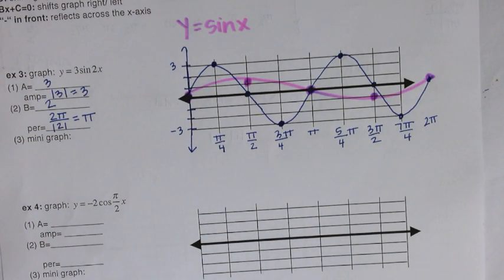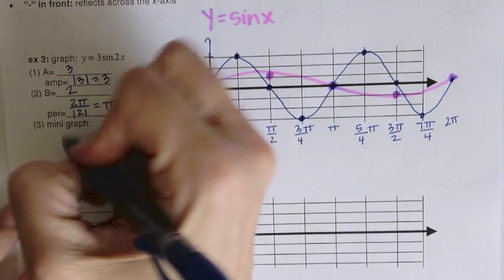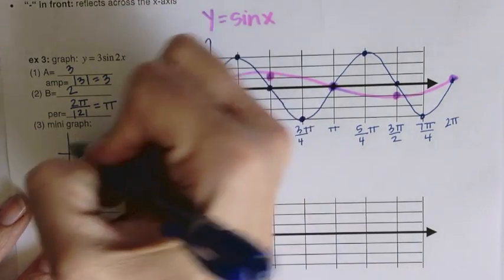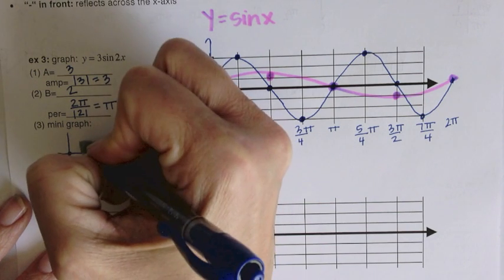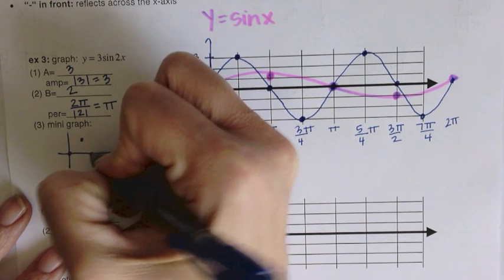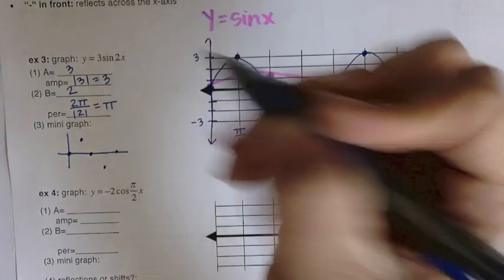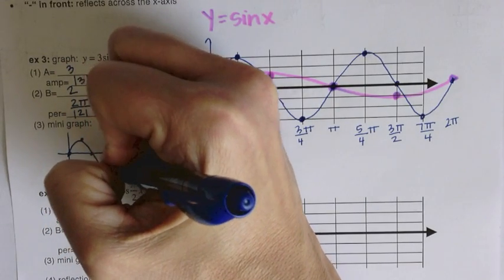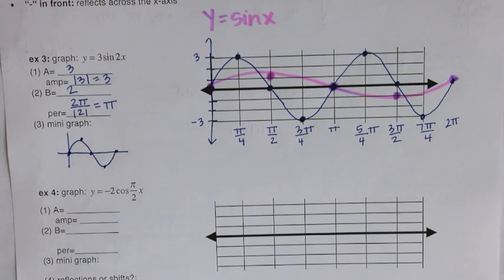Okay? This little mini graph right here is just to remind you that when you do sine, you go x-intercept, max, x-intercept, min, x-intercept. Okay? You don't have to draw that every time, but as you're drawing cosine and sine together, it's just a quick little check for you.